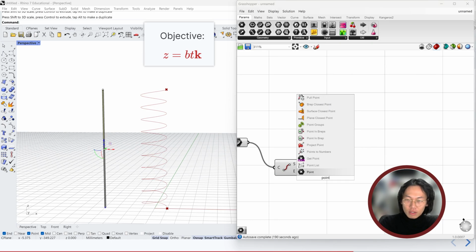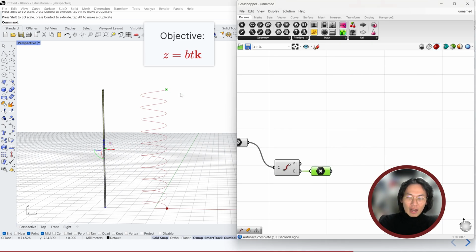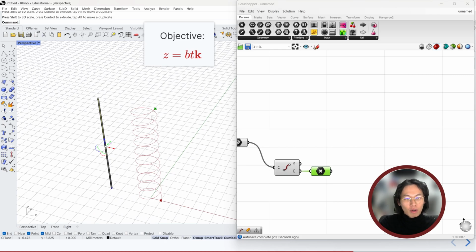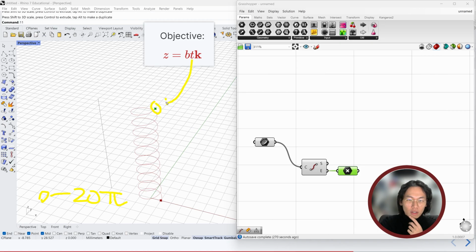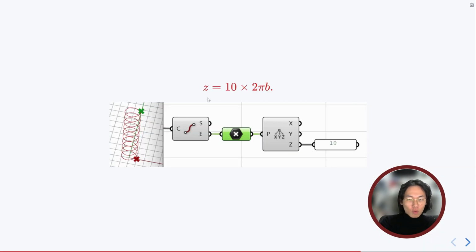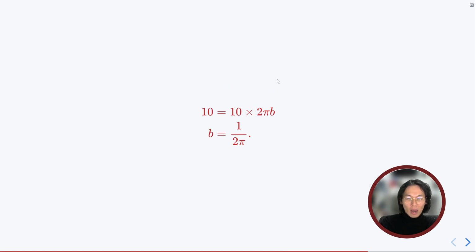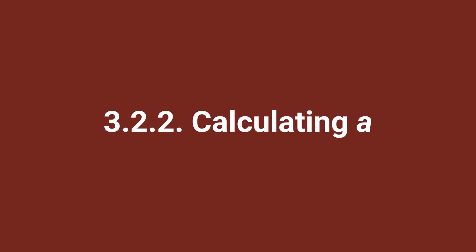the last point of the helix. This is the last point. So what would be the last point of the T here? You spin 10 times of this circle, right? So T here is 20 pi. So Z is just the Z value of this point. So we set up the equation of Z and the T. Z is 10 and T is 20 pi. After some calculation, B is equal to 1 over 2 pi.